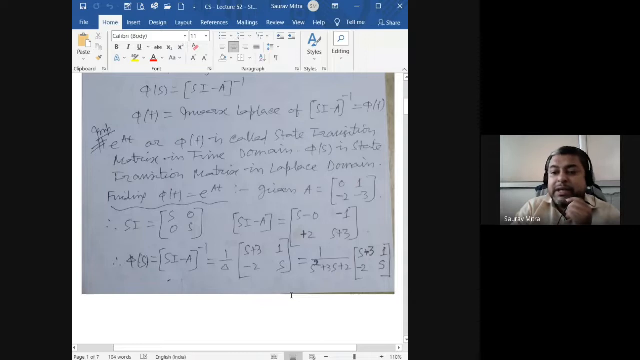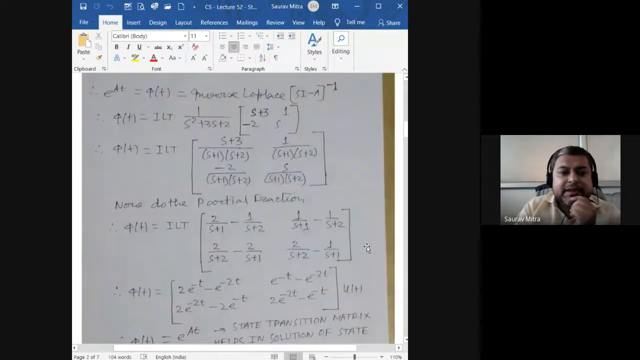One is 1 upon delta. So delta can be found out by all this cross multiplication. You know how to find the determinant. Delta is nothing but the determinant. And then adjoint, cofactor and all these things we do, and we find phi s equal to 1 by S square plus 3S plus 2. And it is like this.